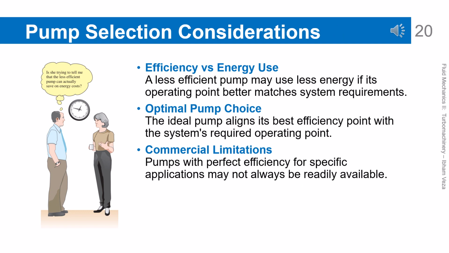Pump selection considerations. Pump selection is not determined only by the maximum efficiency listed in the catalog. In many cases, a slightly less efficient pump may consume less energy if its operating point better matches the system requirement. The main key is to align the pump best efficiency point with the system operating point. Commercial limitations often mean that a perfectly ideal pump is not available on the market. Therefore, pump selection is always a compromise between theory and real conditions.